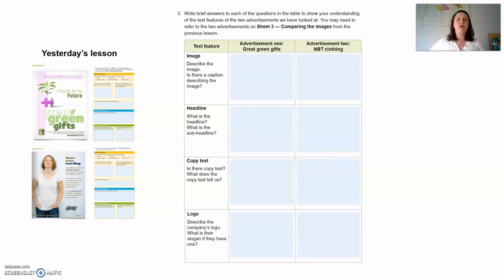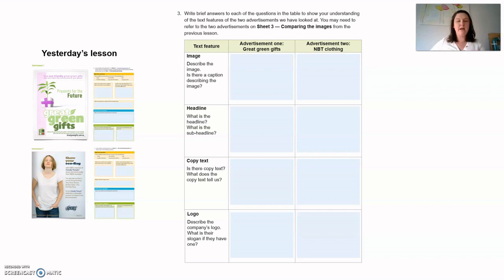Okay, so image. Describe the image. Is there a caption describing the image? Remember, we're looking at advertisement number 2. There isn't a caption as such to describe the image, but we can still describe an image. It's the girl leaning against the wall with her hands in her pockets. She's wearing the bamboo shirt, the bamboo jeans. But there isn't a caption. So you can say something along those lines if you want to.